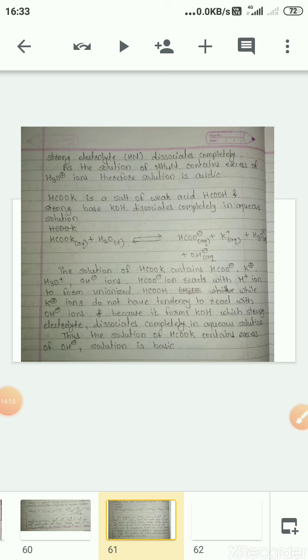Now only one part is left, that is salts of weak acid and weak base. We have to see three different cases there, so to avoid the video being too long, we are going to see salt hydrolysis of salts of weak acid and weak base in the next video.